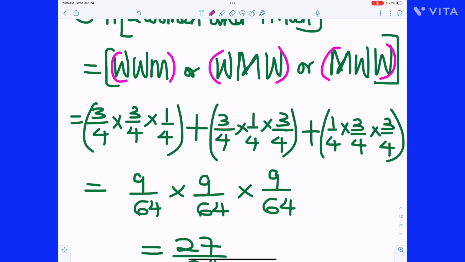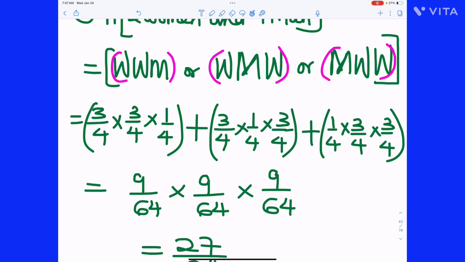So probability of choosing a woman 3 over 4, a woman 3 over 4, then third time probability of choosing a man is 1 over 4. You did the same thing for the remaining brackets. In this bracket, probability of choosing a woman is 3 over 4. Probability of choosing a man, 1 over 4. Then probability of choosing a woman again is 3 over 4. You did the same thing to the third bracket. Probability of choosing a man first time is 1 over 4. If you choose another person second time, probability that the person is a woman is 3 over 4. And if you choose another person, the probability that that person too is a woman is 3 over 4.